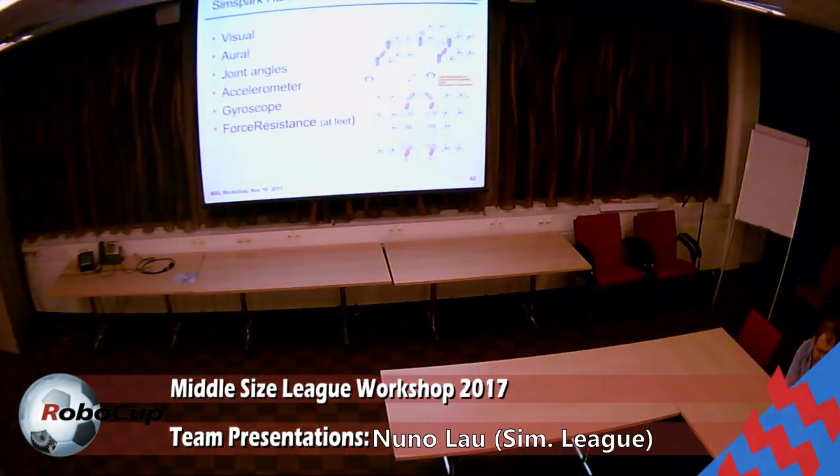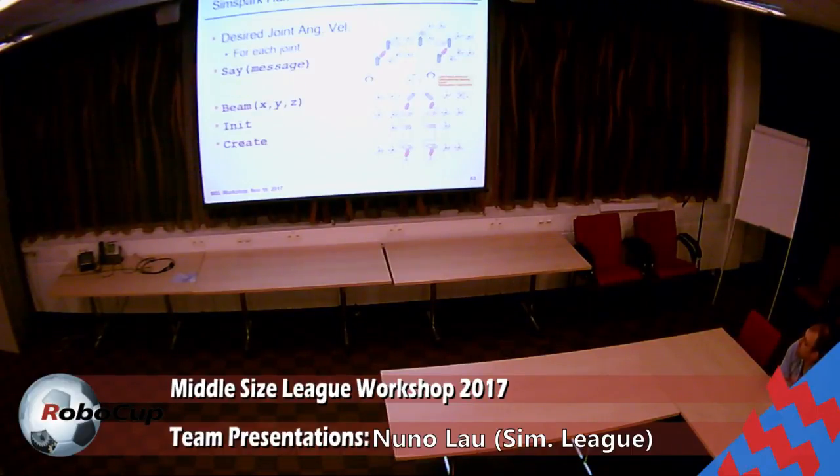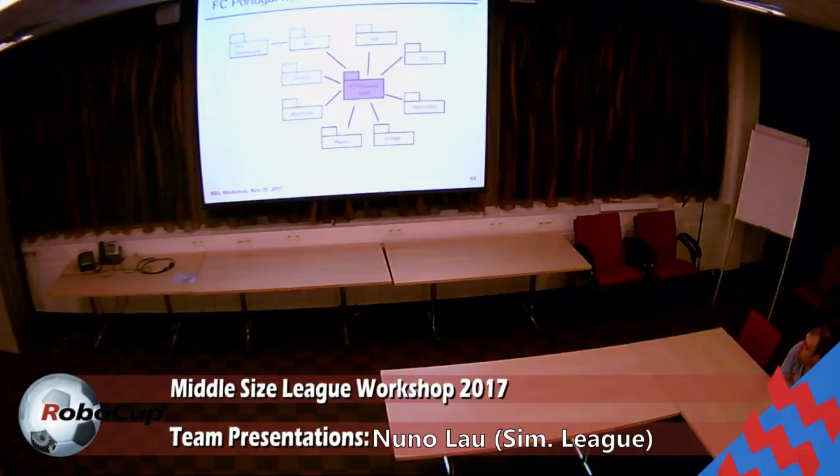And so you have visual information, as we saw. Here you can hear what the others say. You can control joint angles. You have the accelerometer, gyroscope, and force resistance perceptors. You control the joint velocity for each joint. You can have a say command in order to convey information to others. You have a beam command in order to position your agent in the beginning, and the init and create commands are also used in the beginning.